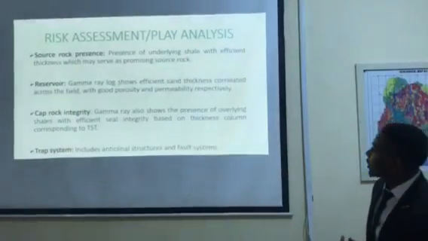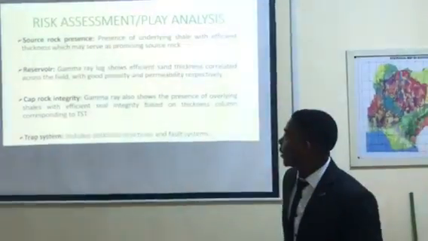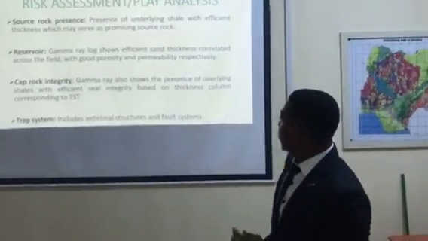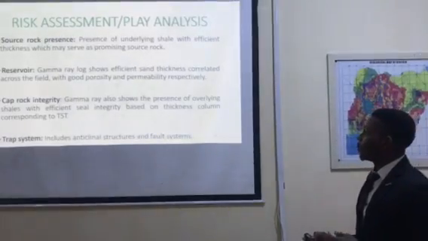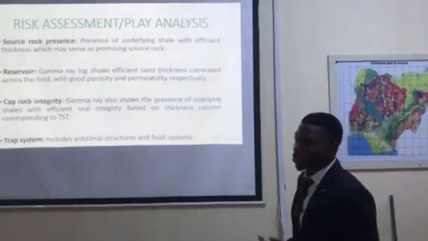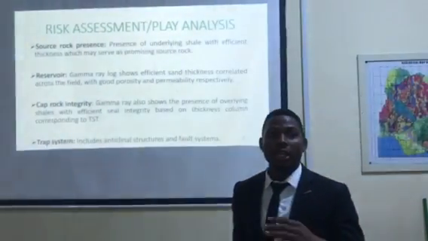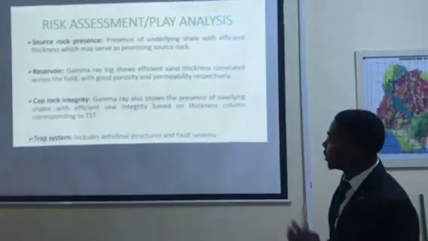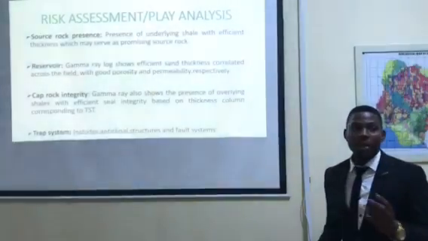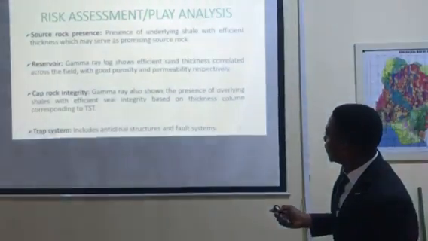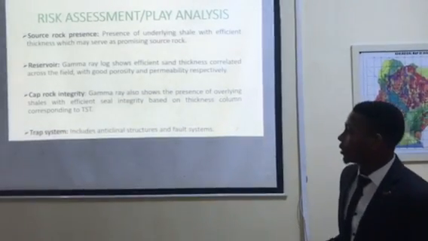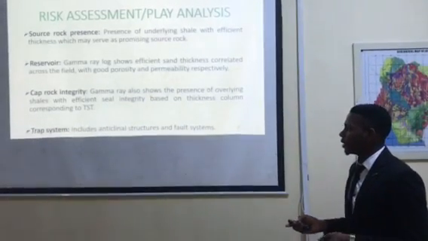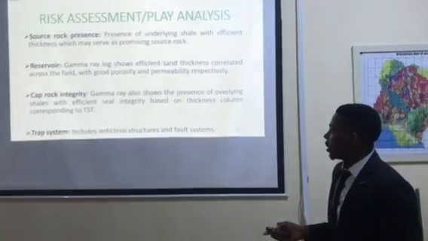Then risk assessment. For our source rock, presence of underlying shale with sufficient thickness, which may serve as promising source rock. We have a thick shale underlying the reservoir rock, which is our source rock. Then our reservoir, gamma ray is showing that we have sufficient sand thickness correlated across the wells with good porosity and permeability. Then our cap rock integrity, we have a good cap rock integrity.